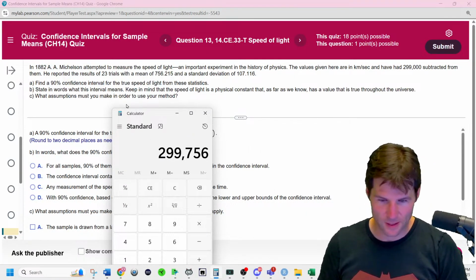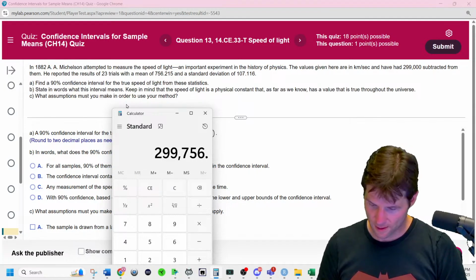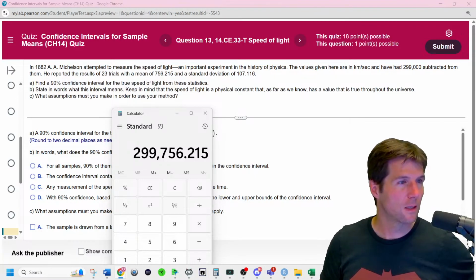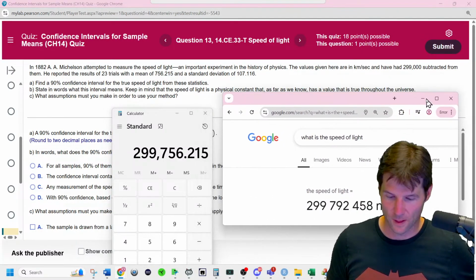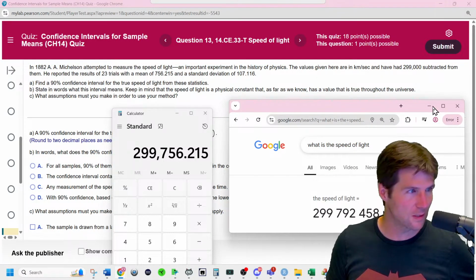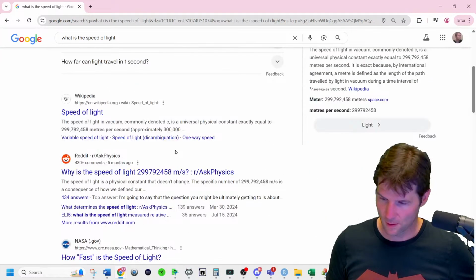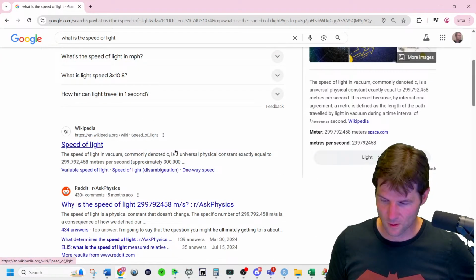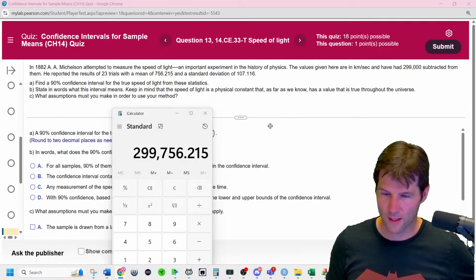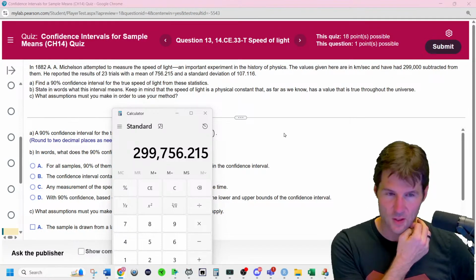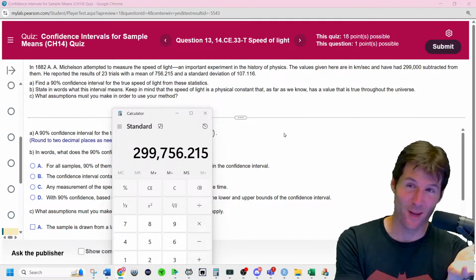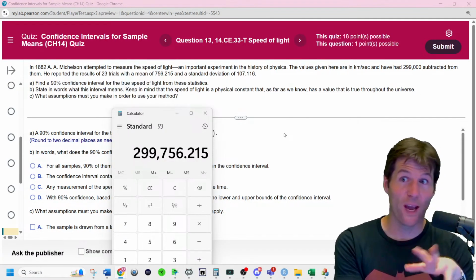299,756. Why don't we just say the speed of light is 300 miles per hour? Let me Google it. What is the speed of light? Yeah, literally it's showing this right here, and it's actually outside the upper bound. Does it have the decimal? What are they doing putting decimals on that? It should be 300 meters per second. Oh, they're doing it in kilometers. That's basically it, right? I said miles, but it's meters.